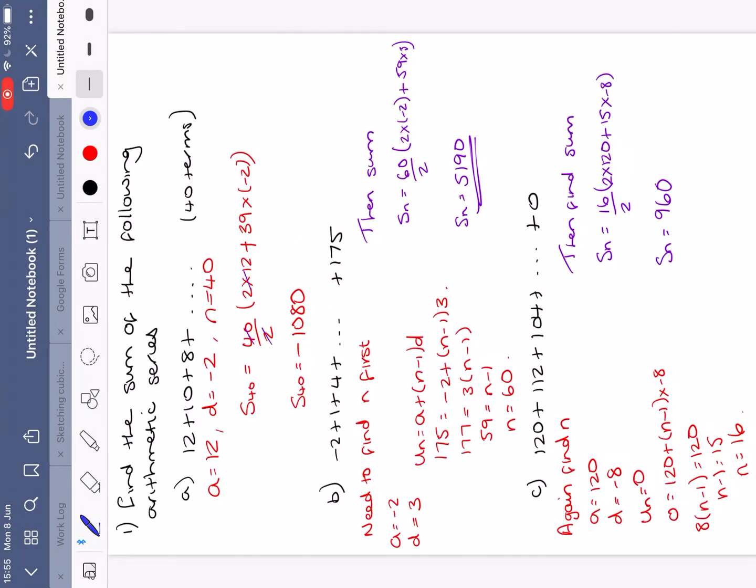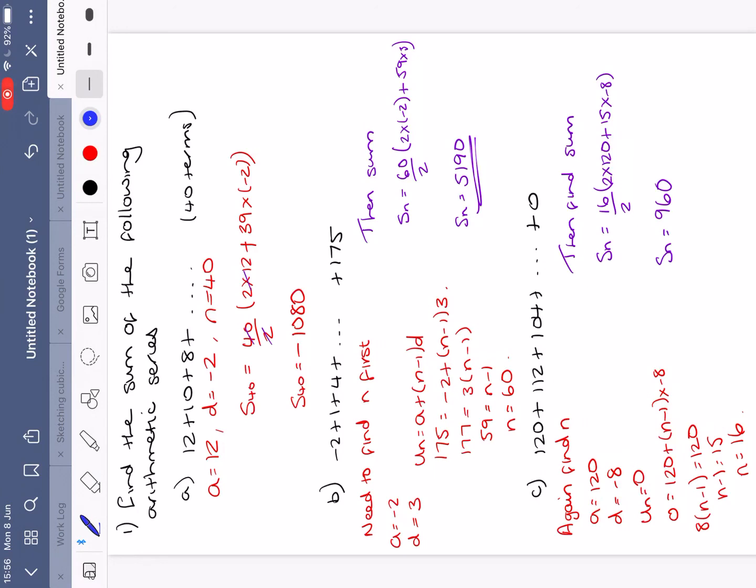Okay, so here's the first one. Fairly straightforward because you're told what n is on the first one. You know what a is, you know what d is. Pop it in the formula. The next two, you've got to work out what that value of n is first, how many terms are in each of those series, and then you can use the formula.